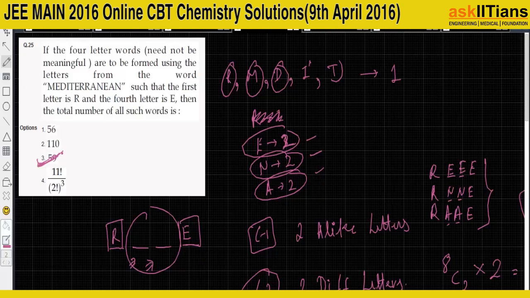Now many students make a mistake in understanding that you have to form a 4-letter word, and in that too the first and last letter is fixed. So don't make any such mistakes, like this is not the correct answer, 11 factorial by 2 factorial power 3. You are not doing permutation of alike objects, you are actually finding out the total number of 4-letter words. Then again, this was an easy question, very easy question. You just have to know the basics of permutation of alike objects.